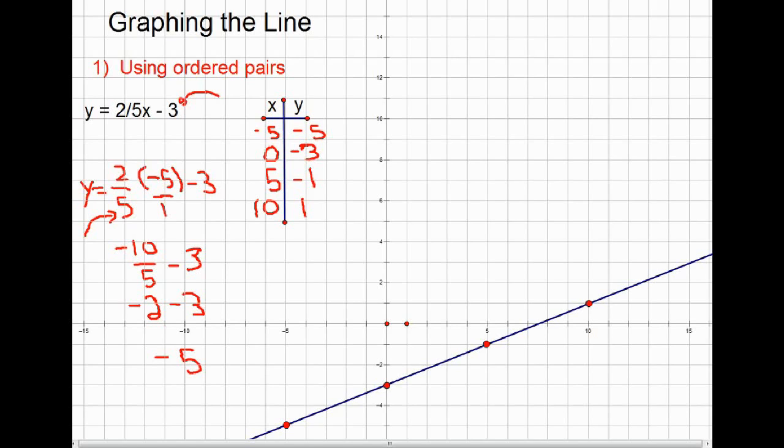And hopefully they make the shape of a line. If they make a shape of a line, then there's a good chance that you've calculated them correctly, as long as it's a linear relation.